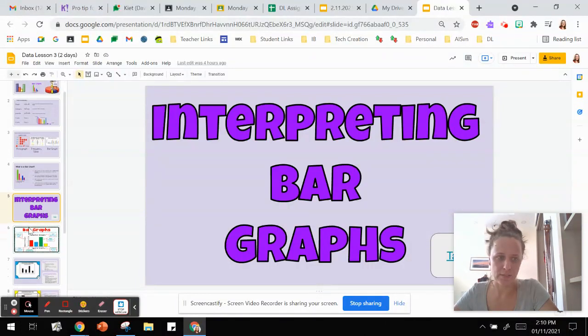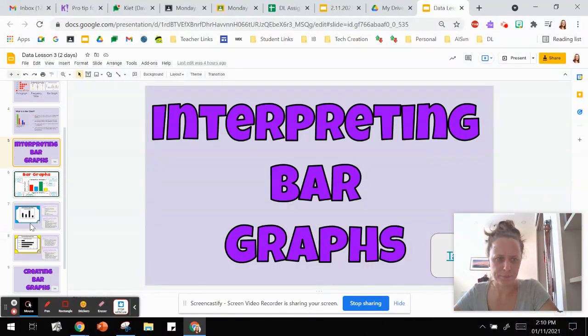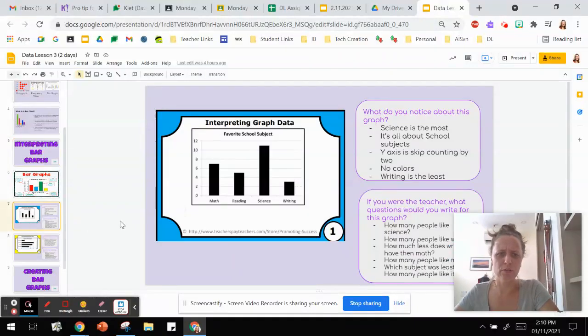Interpreting bar graphs. So we're going to look at bar graphs. If you look at this graph right here, what are some things that you notice? Well, some things 4F noticed was science is the most. If we look at the y-axis, we can see that it's skip counting by twos. Kind of like a pictograph key, we have to be careful when we're looking at the numbers. This one's not colorful, and writing is the least.